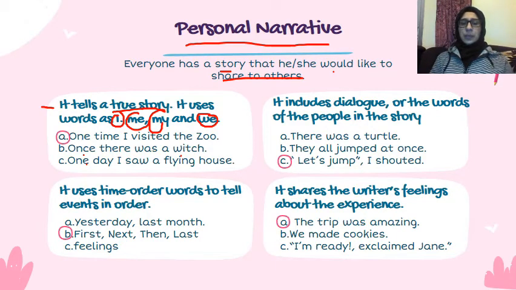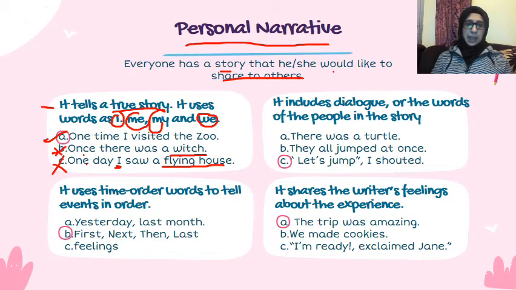Which one of these can be considered a personal narrative? Of course, A, because in B, there was a witch. So the story is about a witch. It's not about my experience. Second, C, one day, okay, I have I, but it says I saw a flying house. A flying house is not real, right? So this one is not considered a personal narrative, only A.